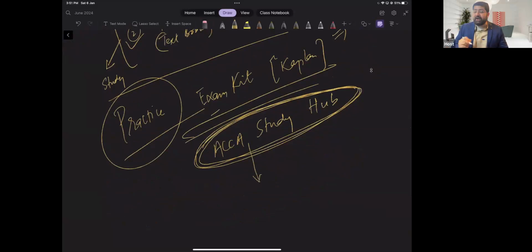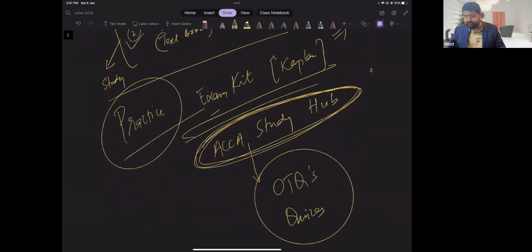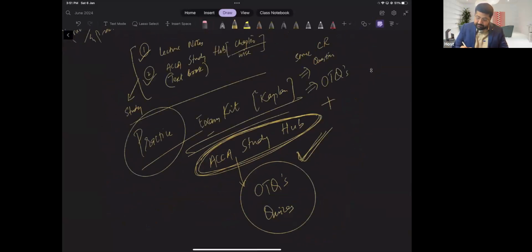Why is this the focus? Because it is given by ACCA. OTQs, a huge bank is there. Quizzes, a bank is there. This is what we will be solving in class. I want you to do all this plus OTQs from the kit as well. Some students may have purchased a BPP kit. If you have a 1-year-old BPP kit, that will serve the purpose, no worry. No need to buy another. You have to follow all the OTQs and quizzes of Study Hub.